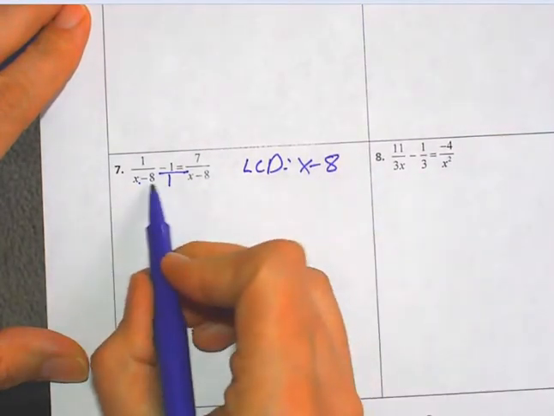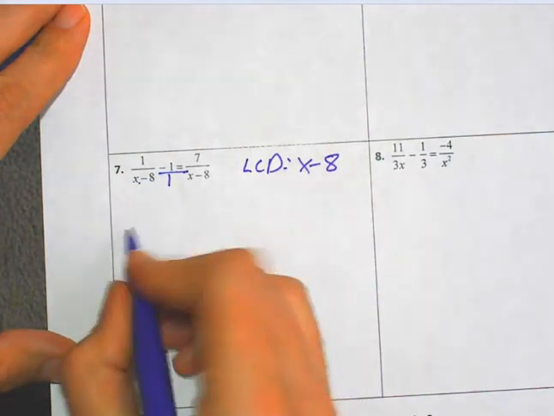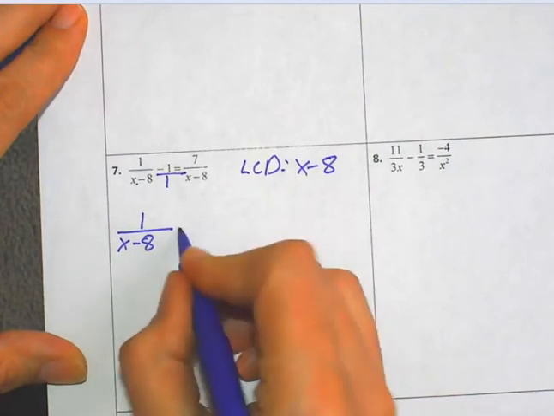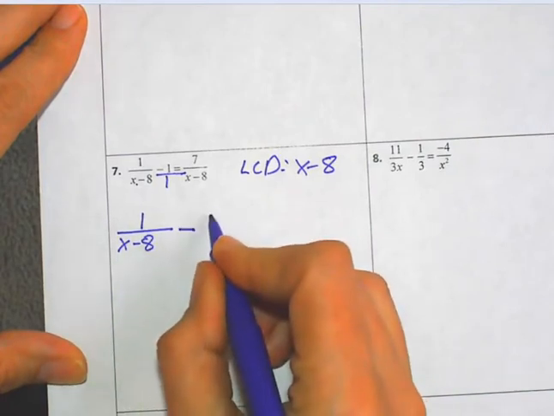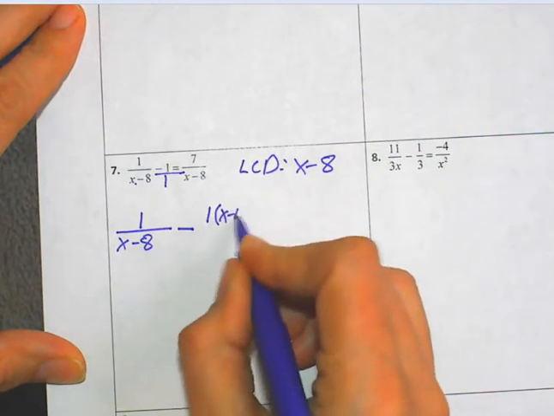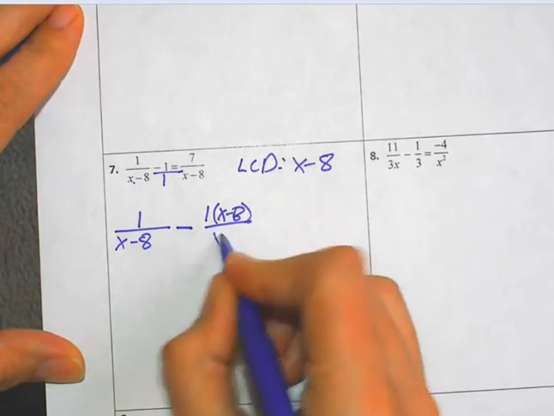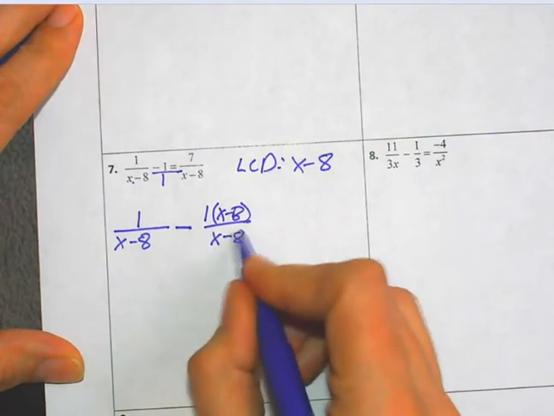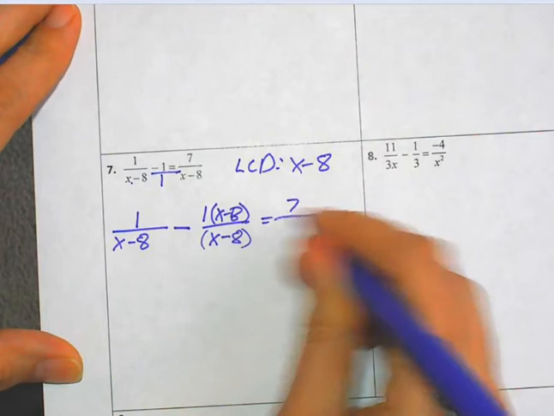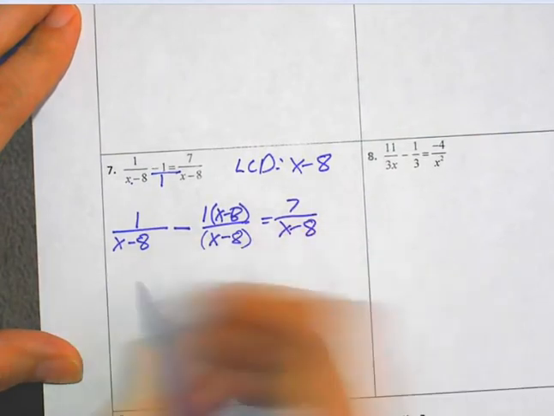And notice that I already have an x minus 8 from my first expression, minus 1 over x minus 8. Because if I multiply the denominator times x minus 8, I have to multiply the numerator times x minus 8 equals 7 over x minus 8. We're going to solve the top.